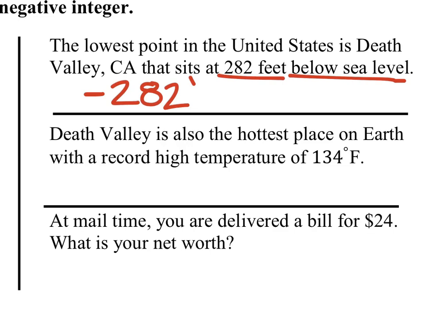Next up, Death Valley is also the hottest place on Earth with a record high temperature of 134 degrees Fahrenheit. So since this one is a high temperature, we know it must be above zero. So it's going to be a positive 134. And again, I don't really need to label this, okay?